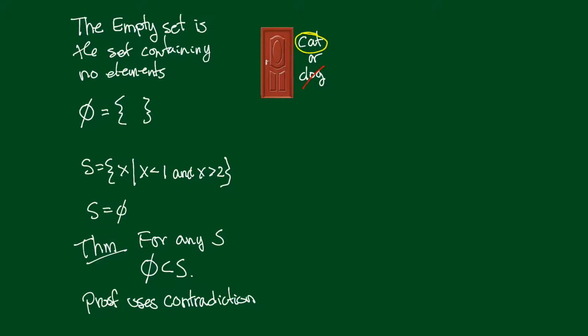So in our problem, what we're doing is this. Here's the claim that the empty set is a subset of every set. So why don't we assume the opposite? Assume the empty set is not a subset of the set S. And I will show you that if we make this assumption, we'll get a contradiction.